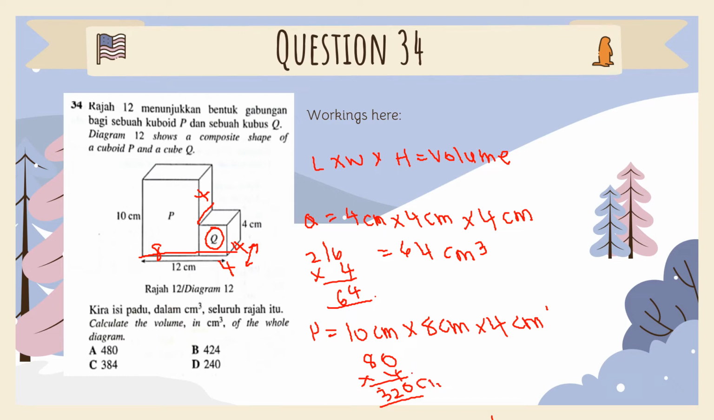320 cubic centimeter. Now it does not end here because we have to add both of them in order to find the total of the whole diagram. So when we add both, we will get 384 cubic centimeter. So the answer is C. Alright, now let's move on to question 35.